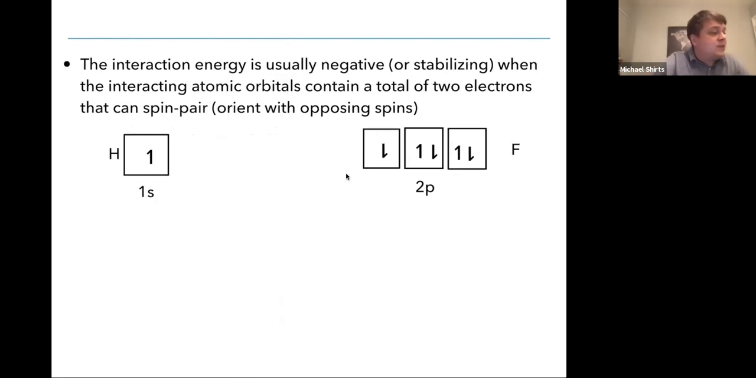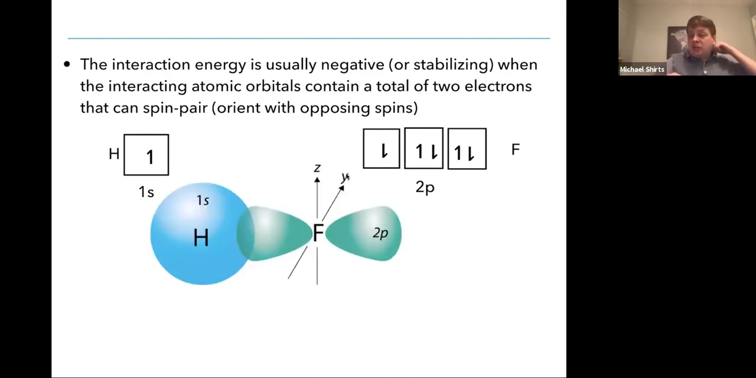This applies in other situations as well. Let's imagine that you have a hydrogen with a 1s orbital, and then a fluorine with 5 2p electrons. So you notice that there's a place in its orbital for an extra electron. Again, with hydrogen, with its 1s orbital, it has a place for an electron as well.